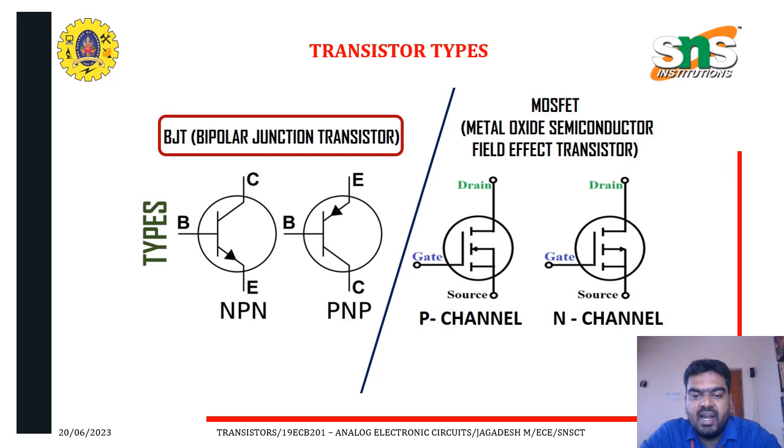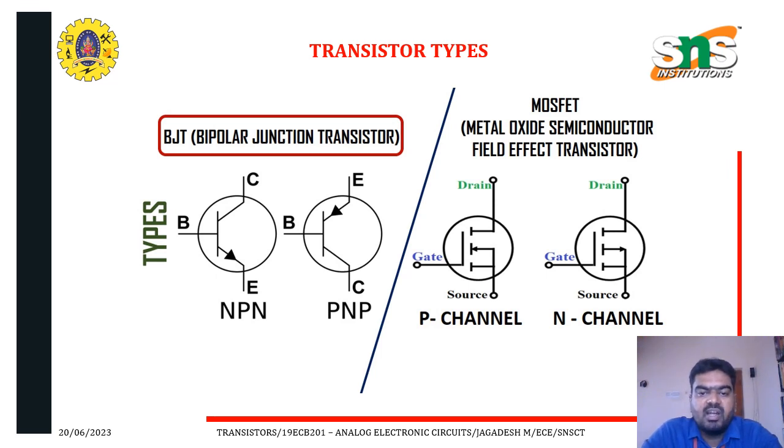In the case of the field effect transistor, similar to the BJT, it also has three terminals: one is the gate, another one is the source, then the drain. Similarly to the BJT's NPN and PNP, it has P channel FET and N channel FET.